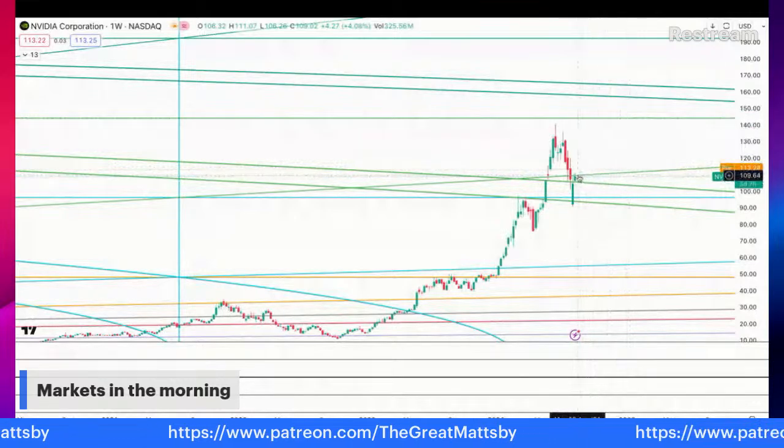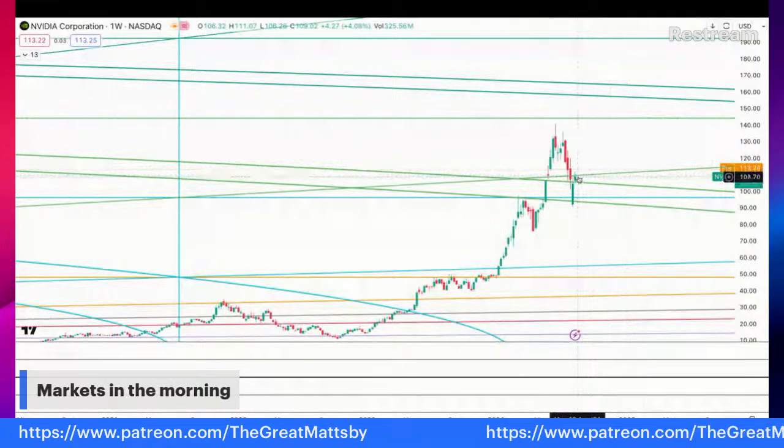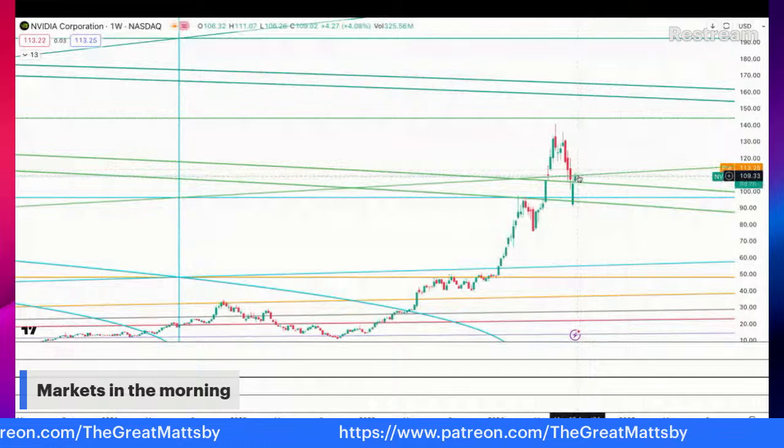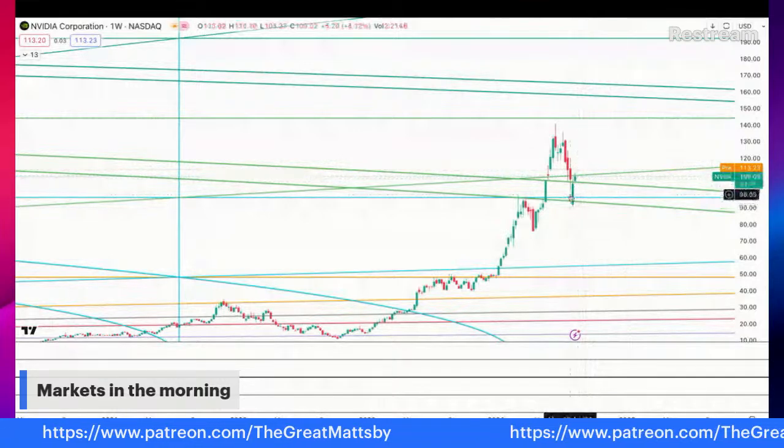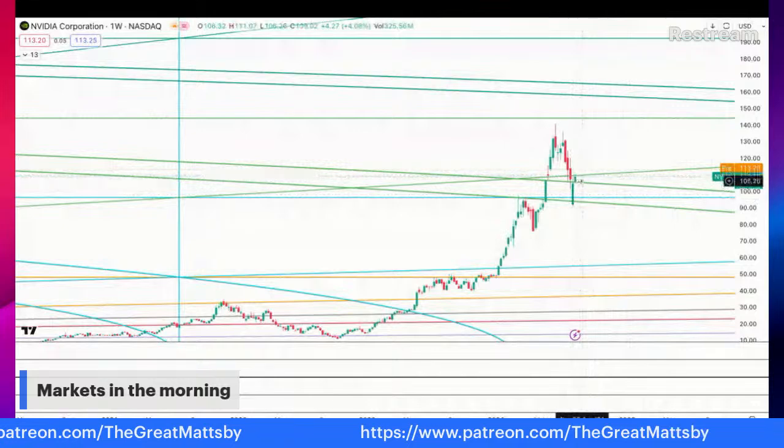So that's what I really want to see with this 109 level, 110 level. I really want to see a hold now. And I think that could hold. And I think that's a good support zone for NVIDIA now, around 109, 110.